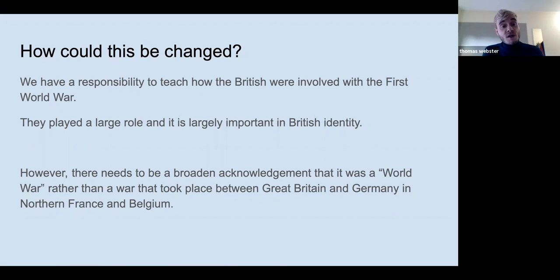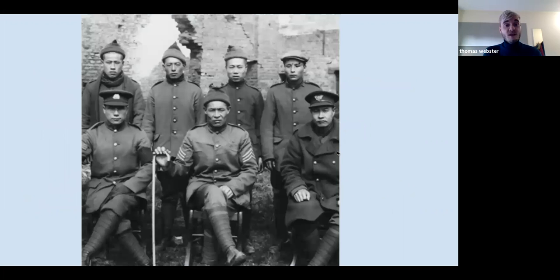So there needs to be a broad acknowledgement that it was a world war, rather than a war that took place between Great Britain and Germany in northern France and Belgium. As I previously said, there were many different countries and races that we are going to talk about in the next slides. So this is an image of the Chinese Labour Corps, and I'm just going to give you a bit of information.